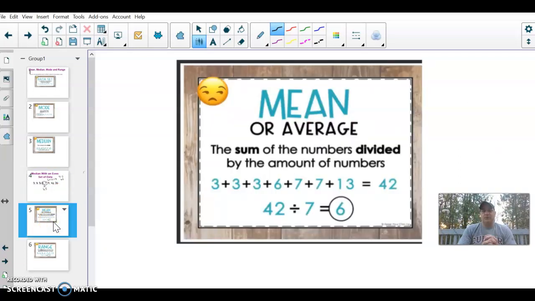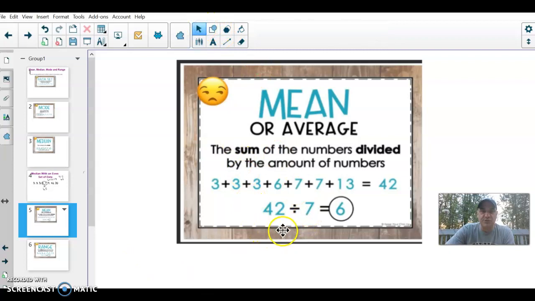We're going to go mean. It's the mean, or otherwise you've probably heard of the average. So what you're going to do is it's the sum of the numbers divided by the amount of the numbers. We've actually done this quite a bit in science when we were figuring out different trials, averages. So you should be familiar with the mean. So in this case, you're going to add up 3 plus 3 plus 3 plus 6 plus 7 plus 7 plus 13, and you get 42. Right? So I'm going to divide. There's 7 numbers there. So that's where that 7's coming from, right here. It's the amount of numbers. So 42 divided by 7 is 6.